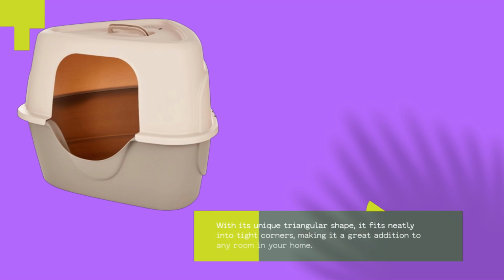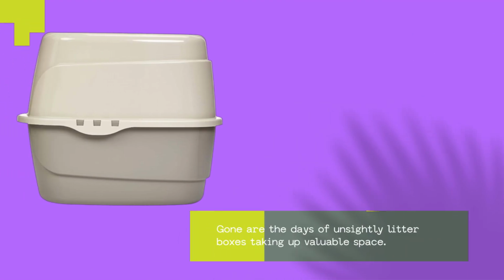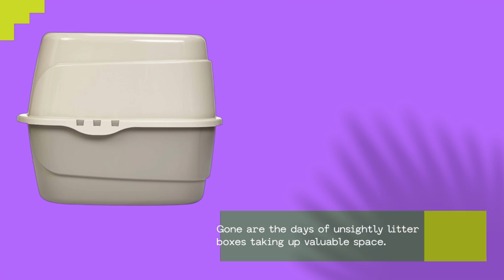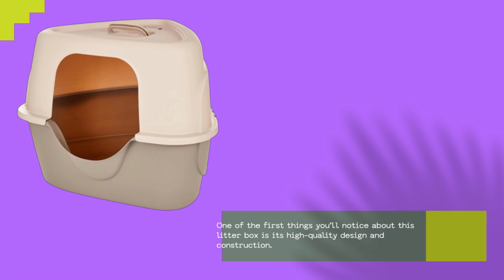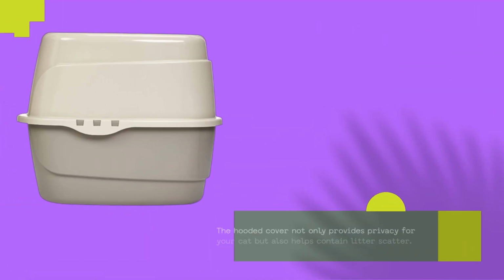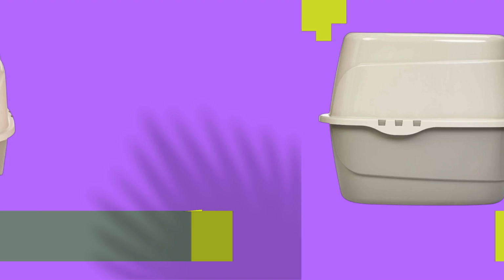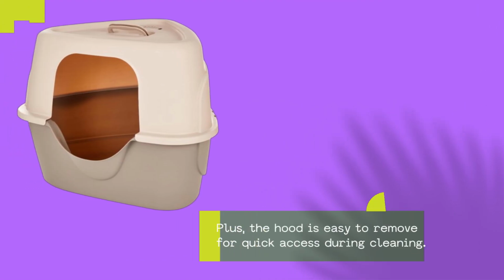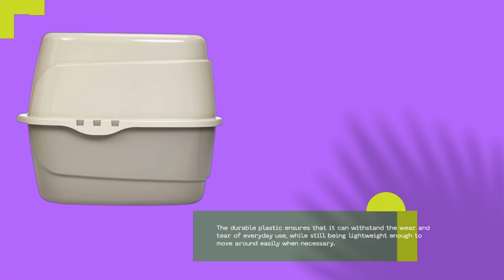With its unique triangular shape, it fits neatly into tight corners, making it a great addition to any room in your home. Gone are the days of unsightly litter boxes taking up valuable space. One of the first things you'll notice about this litter box is its high-quality design and construction. The hooded cover not only provides privacy for your cat but also helps contain litter scatter. Plus, the hood is easy to remove for quick access during cleaning. The durable plastic ensures that it can withstand the wear and tear of everyday use, while still being lightweight enough to move around easily when necessary.